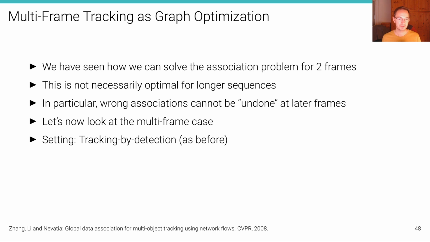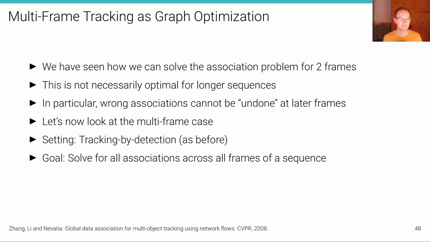And the setting is tracking by detection as before. And the goal is to solve for all associations across all frames of a sequence. And of course, this is again the batch mode that in the first place is not interesting for self-driving, but there are online versions of this algorithm as well.